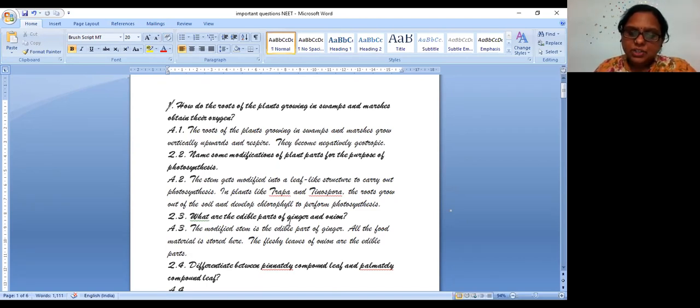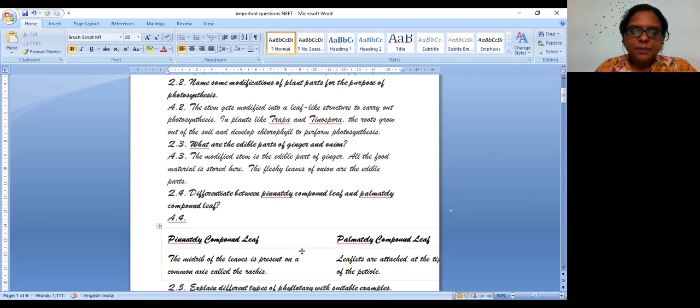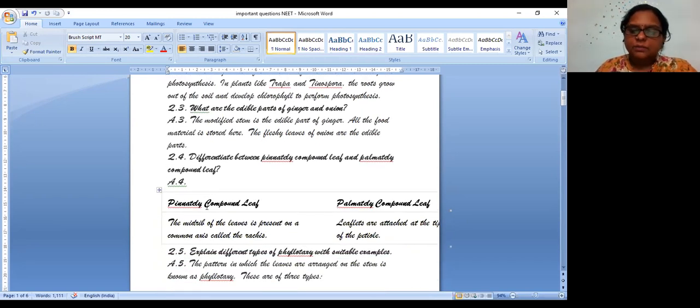So they're asking about ginger and the onions, which modified part it is, whether it is stem, root, leaf, whatever it is. Just now we have seen that they come under the modification of the stem. So it is actually a modified stem, which is converting itself into an edible part. All the materials are stored there. Fleshy leaves of the onions are the edible parts. In case of the onions, what we get, the fleshy leaves, they are the modified part. Pinnately and palmately, I told you, you can read it from the book.